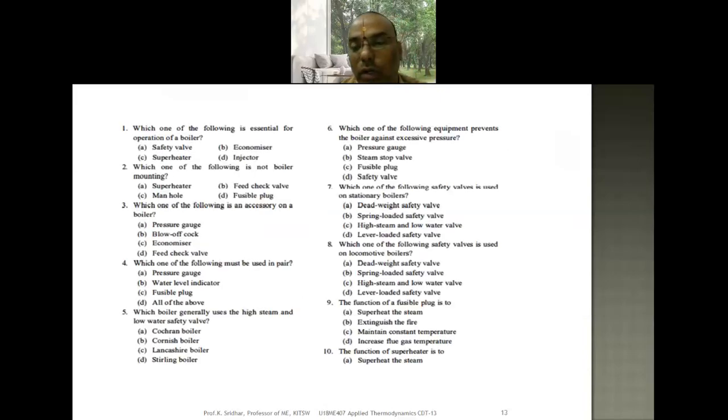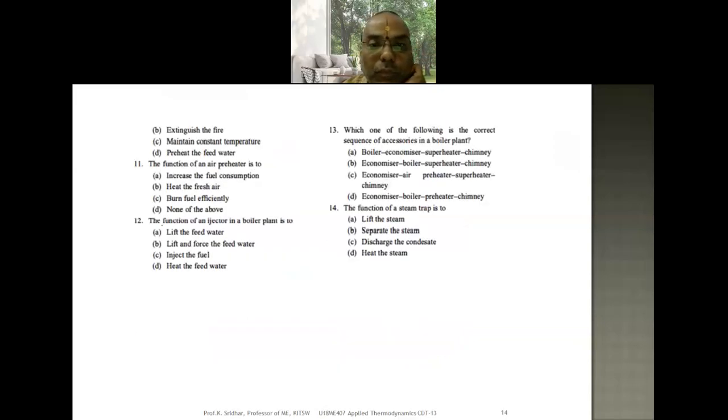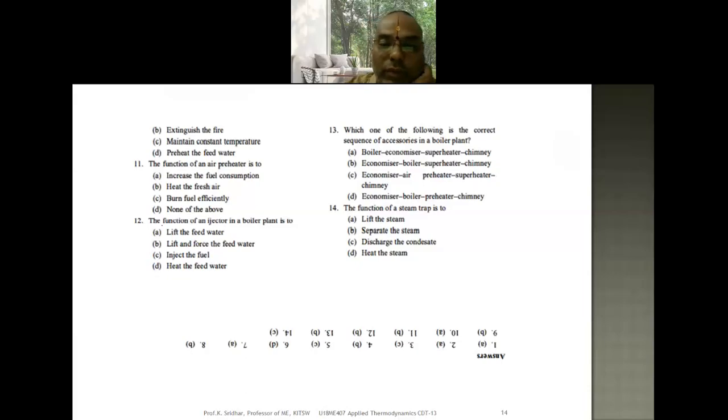With the concept of the boiler mountings and accessories, please answer these questions, because everything is already explained. I have given you 14 objective type questions based on this important concept. Later on, you will verify your answers, because I have already given the answers in the reverse direction. So first you answer on your own, then you compare with the given answers. Thank you one and all for listening to this important lecture on the boiler mountings and accessories. Thank you.